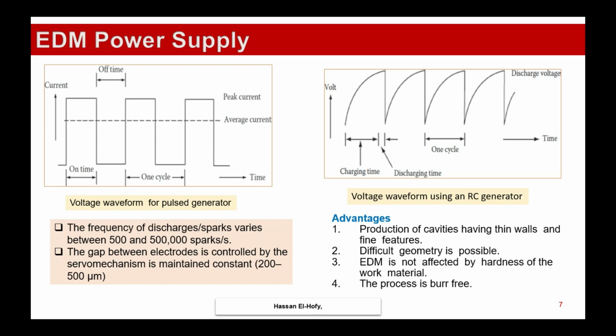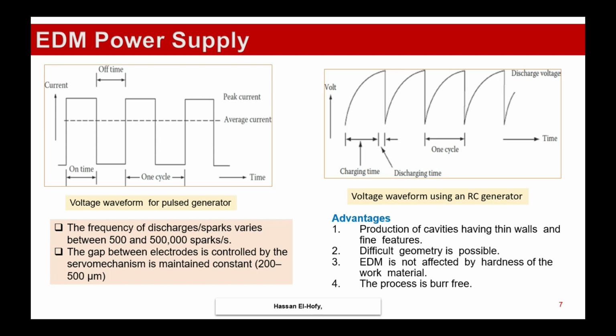There is another type called the RC power supply, or resistance capacitance power supply, which generates the voltage-time form shown at the right-hand side. We have a charging time and discharging time for each pulse. So power per pulse in this case is smaller than that used in pulsed power supplies. The main advantage of this type of power supply is producing cavities having thin walls and fine features. They can machine difficult geometries.